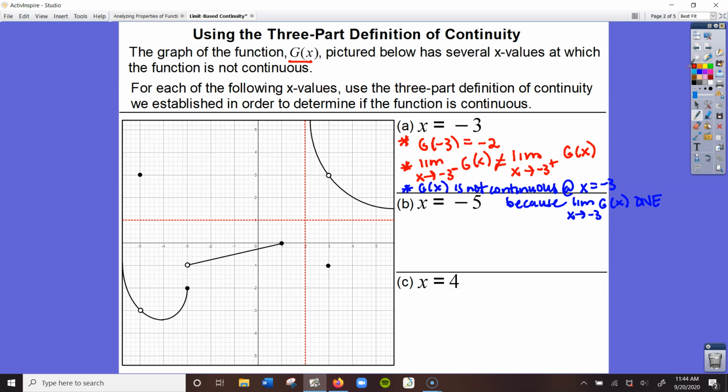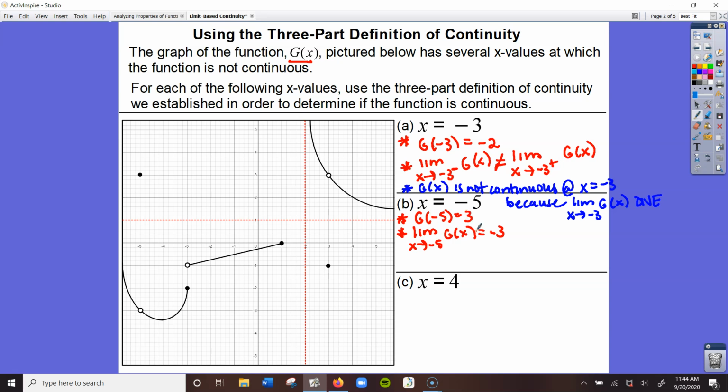Now moving on to when x is equal to negative 5. When you look at x is equal to negative 5, we do have a defined value, which is at y is equal to 3. So g of negative 5 is defined and it equals 3. Now we're going to find the limit. As you can see, at negative 5, the limit from the left does equal the limit from the right, and it equals negative 3. So we would write the limit as x is approaching negative 5 of g of x is equal to negative 3.